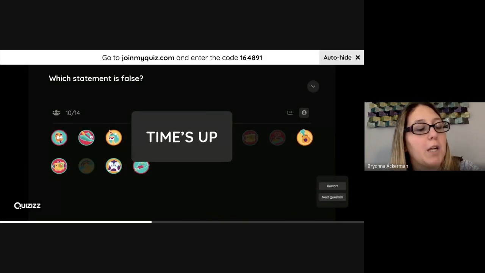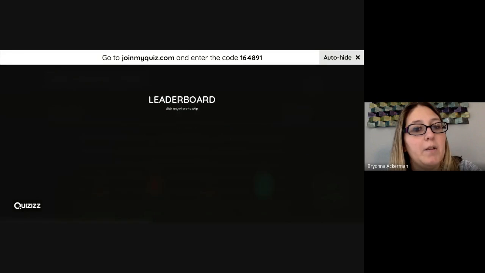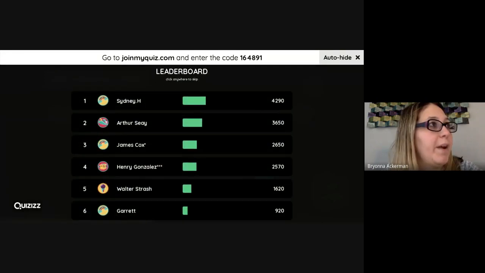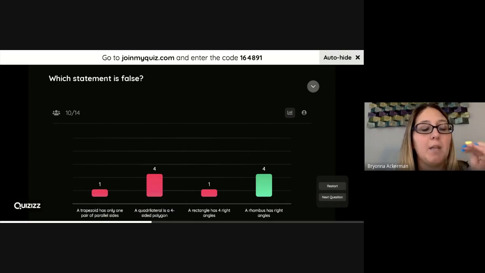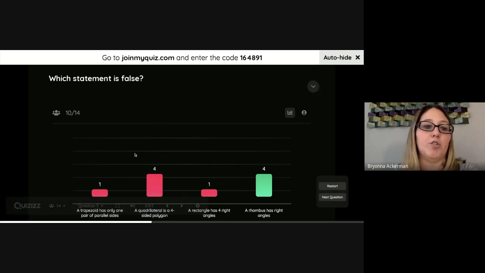Okay, so the first one talked about a trapezoid having one set of parallel lines. That is true. The bases are parallel, just one, right? Their sides, their legs are not parallel, but the top base and the bottom base are. And so one pair of parallel lines, that is true.